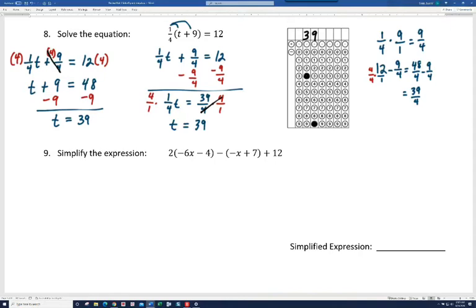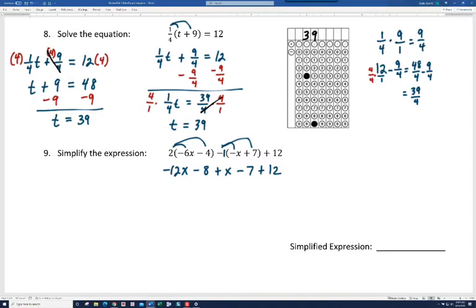All right, so now we're ready to work on number 9. So we've got some simplifying to do. We're going to have to distribute here. We get 2 times negative 6x is negative 12x, and 2 times negative 4 is negative 8, so we'll write minus 8. And then notice we have minus and then parentheses. We're going to end up distributing a negative 1 there. So negative 1 times a negative 1x gives you a positive 1x, or just plus x. And negative 1 times 7 is going to give you a negative 7, and we'll write that as minus 7. And then we'll bring down the 12. Notice we're not distributing times the 12 because it's not inside the parentheses.